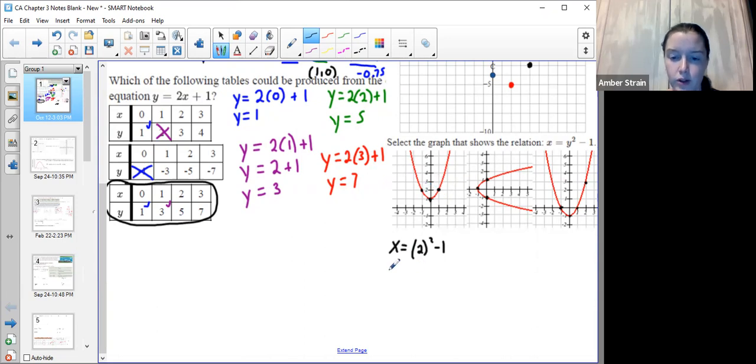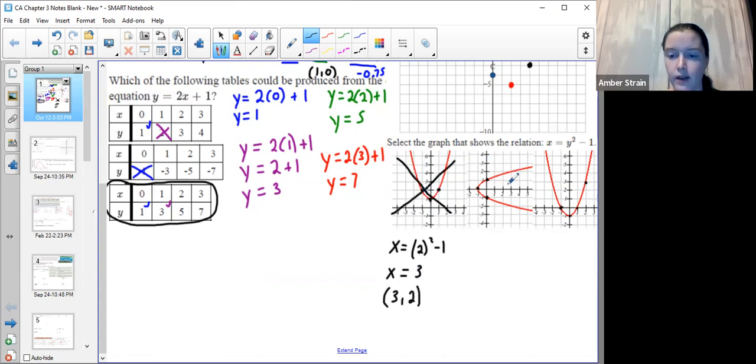A y value of 2 should give me a 4, since 2 squared is 4, minus 1 is 3. So this dot is not 2, or sorry, it's backwards. It's trying to trick us. 3, 2. That's what it's saying this should be. Since that is not the dot we have, a 1, 2, this is not going to be my graph. It doesn't match this pattern because a y value of 2 should give an x value of 3. So it's out.